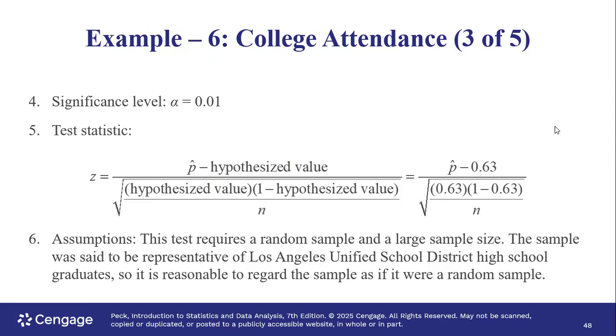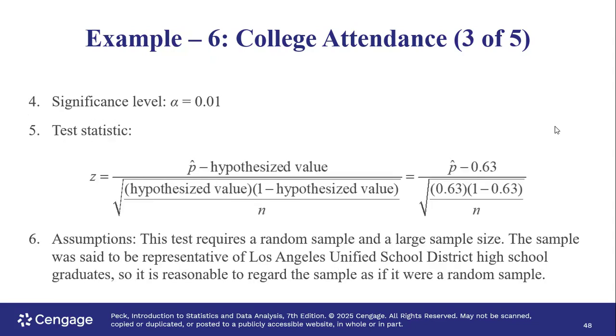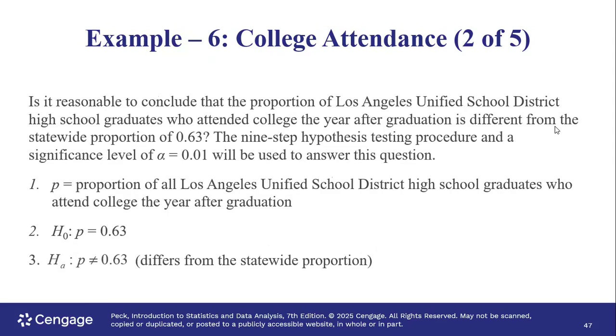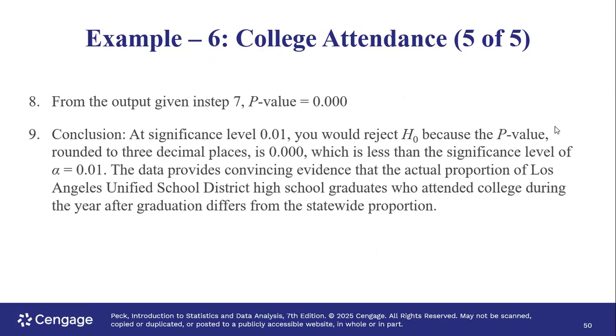That means this p-value is very small compared to alpha. Remember, alpha is 0.01. Therefore, the p-value is much smaller than alpha. Decision is reject H0. We state at alpha equal to 0.01, there is enough evidence to support the alternate that p is not equal to 0.63. Okay.